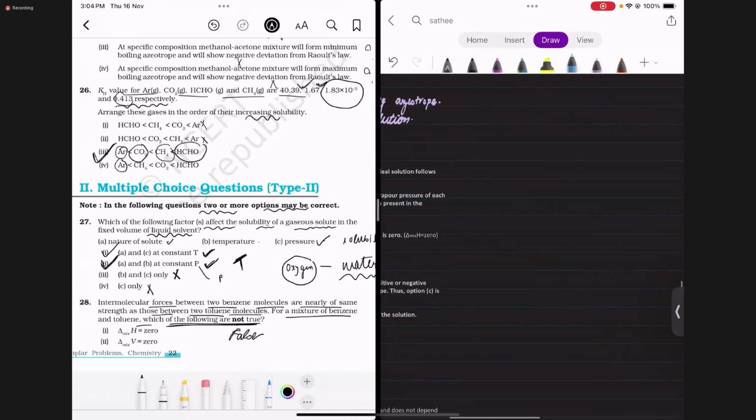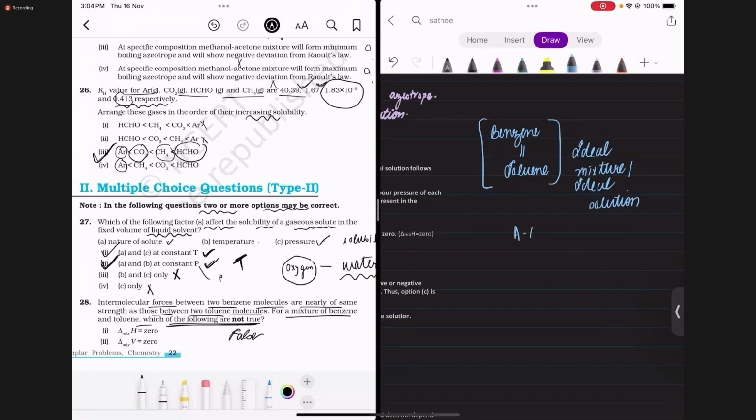So first of all, we should know that a mixture of benzene and toluene will form an ideal mixture or ideal solution, and in an ideal solution the force of interaction between A molecules and between B molecules is equal to the force of interaction between A and B molecules. So इतना हमें basic पता होना चाहिए, and it is based on Raoult's law. Raoult's law के basis पे there is no positive deviation and there is no negative deviation.